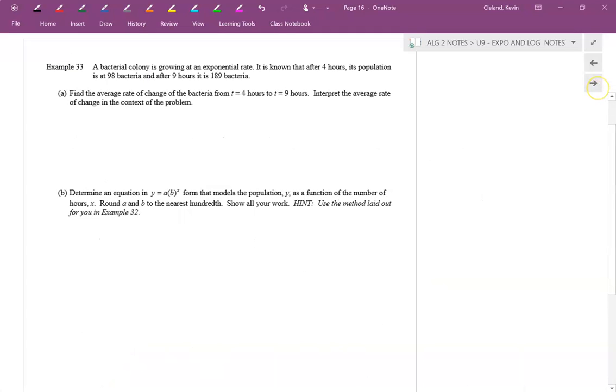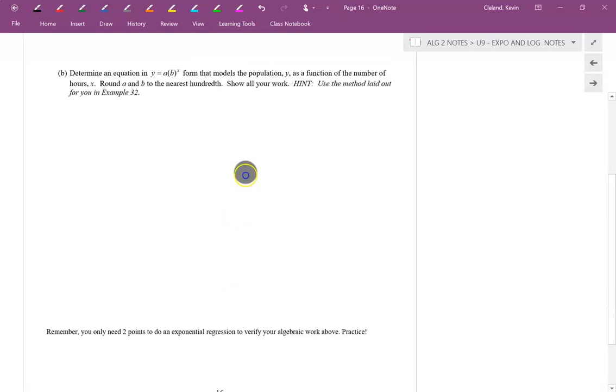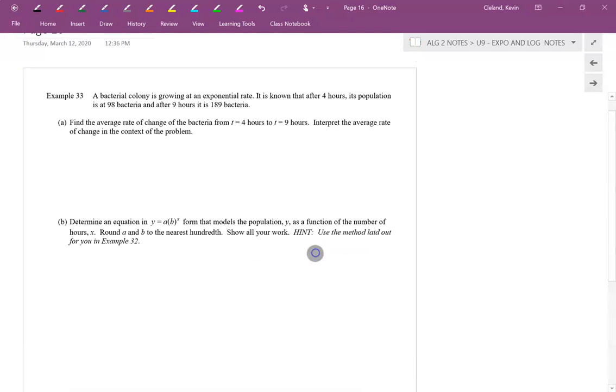Moving on. Page 16. This is going to be very similar, especially part B through the end. Part A is about average rate of change. The only difference is now it's just a word problem. It's about a bacterial colony. So again, very timely, growing at an exponential rate. It's known that after 4 hours, hours are generally our x variable, and the amount of bacteria depends on that. So we have two XY pairs in disguise again.